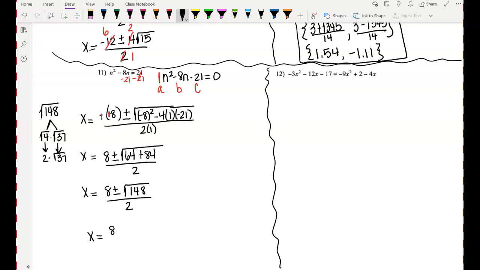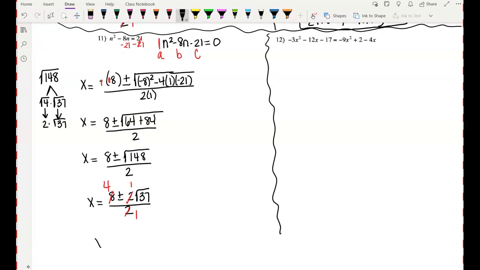So x equals 8 plus or minus 2 times the square root of 37 divided by 2. And again, this time we do have a simplifying situation because I have 8, 2, and 2. 2 divides into all of that. So I can simplify that. 8 becomes a 4. This 2 becomes a 1, and this 2 becomes a 1. So x equals 4 plus or minus radical 37.